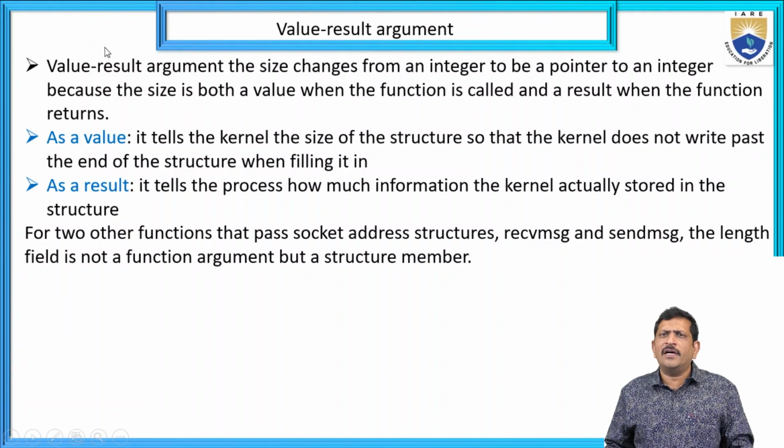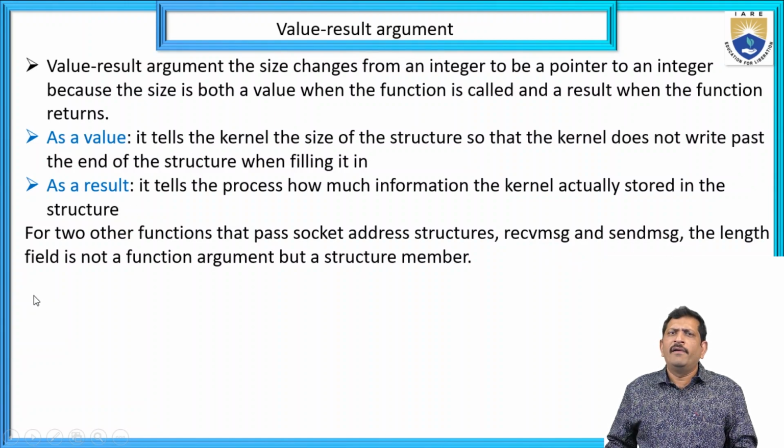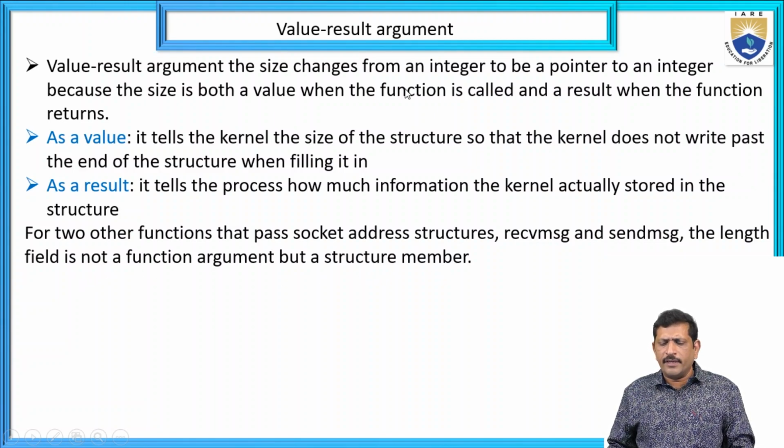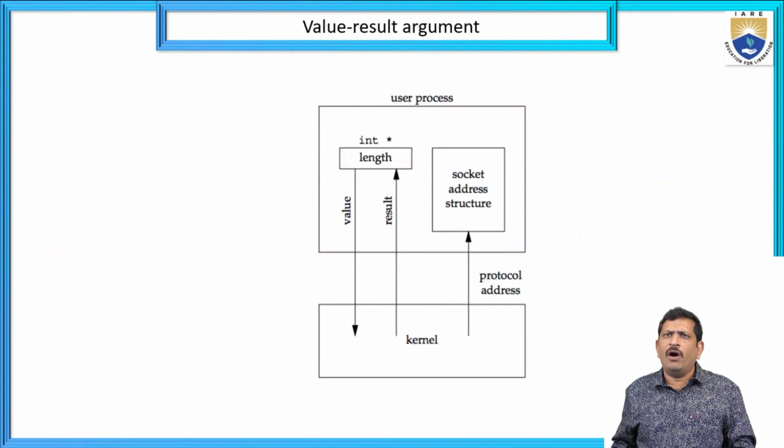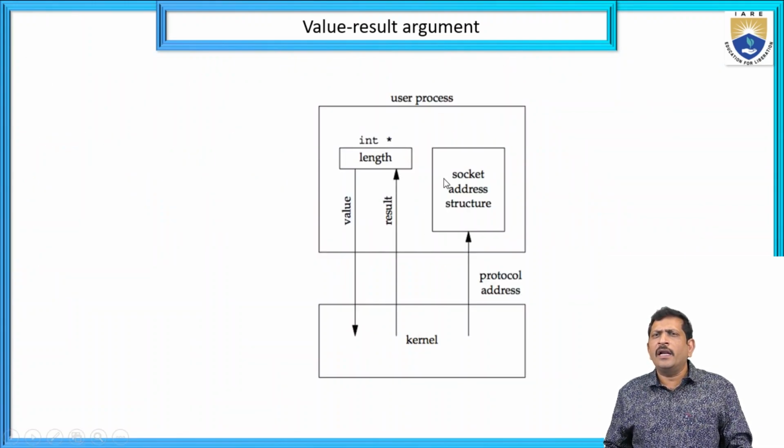For two other functions that pass the socket address structure, recvmsg and sendmsg, the length is not a function argument but a structure member. These are value-result arguments. Now, kernel to process: we are passing the information from the kernel to the process. Whatever data is stored in the operating system or server can be passed to the process.